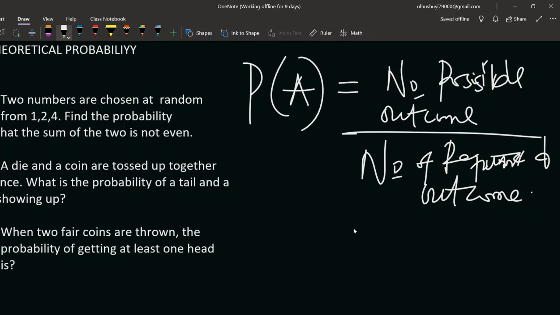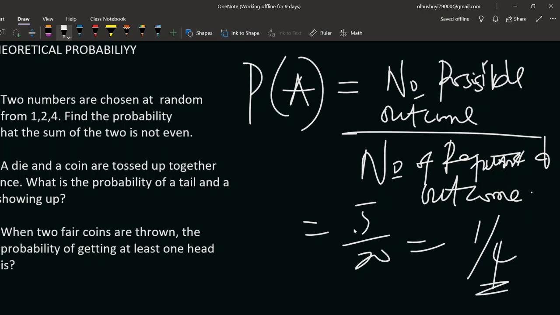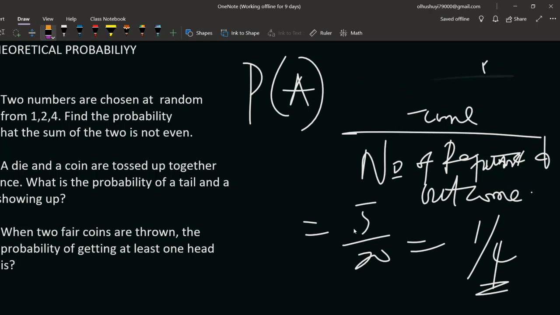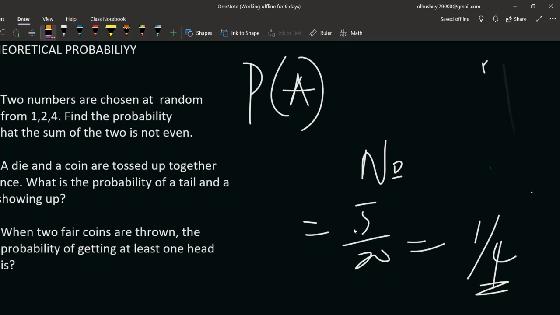Now, there are 20 students in a class, of which we have 5 girls. What is the probability of obtaining a girl? The number of girls you can get is 5, then the required number of students is 20, so that will be equal to 5 upon 20, and that will be 1 over 4.